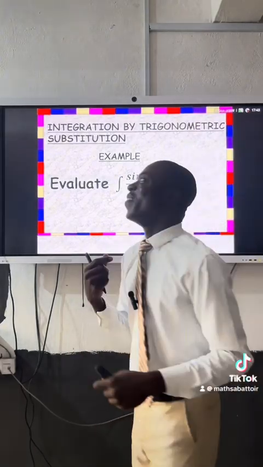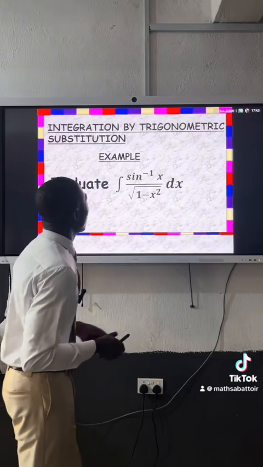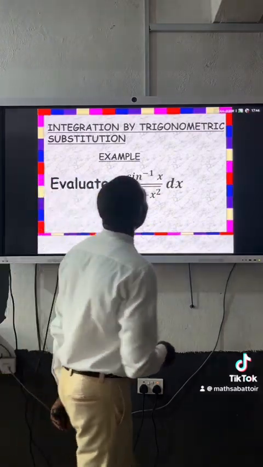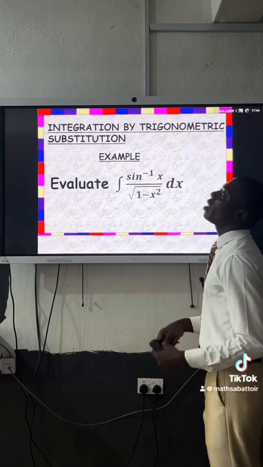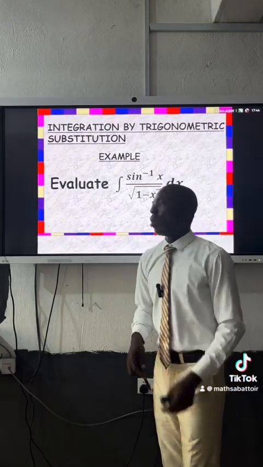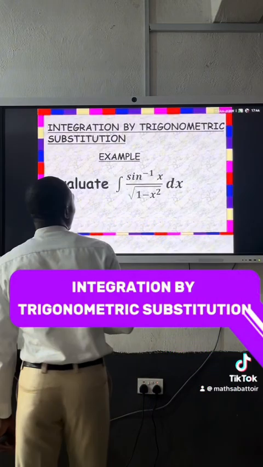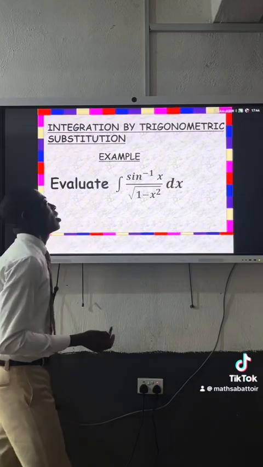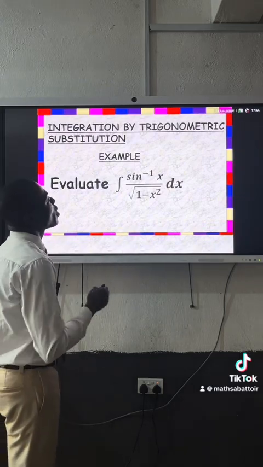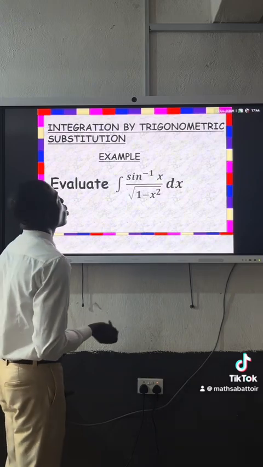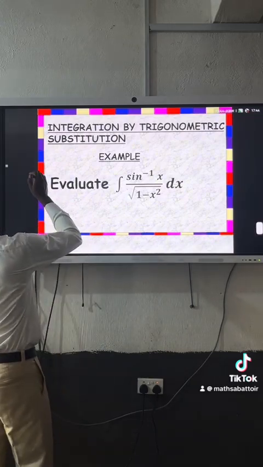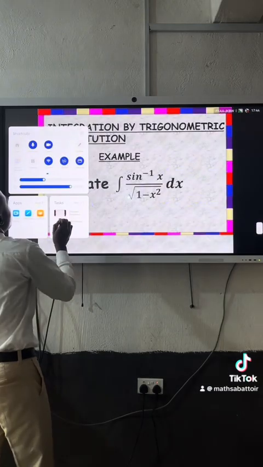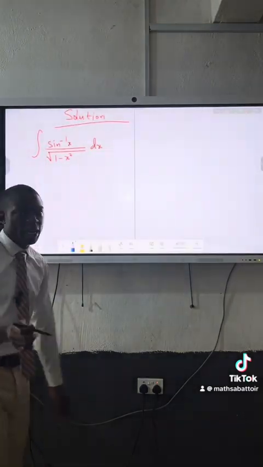There is a question here we want to look at under integration by trigonometric substitution. All right, so we have a question before us. They say we should evaluate the integral of sine inverse of x all over the square root of 1 minus x squared. So this is what we want to integrate with respect to x. All right, so we have a question here together.